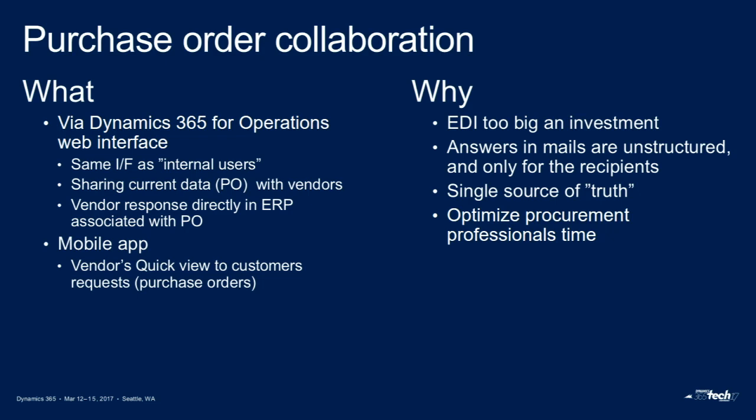So what are we looking at here? We have enabled an interface in 365 where it's basically the same interface as other users have of 365. With security roles and XDS policies, we have limited what the vendor can see, of course, focusing on the PO and his ability to respond to a PO, which are flowing into the backend system. And then we have also enabled mobile capabilities, so the vendor can actually go in and see which POs are there for review for him to answer on.